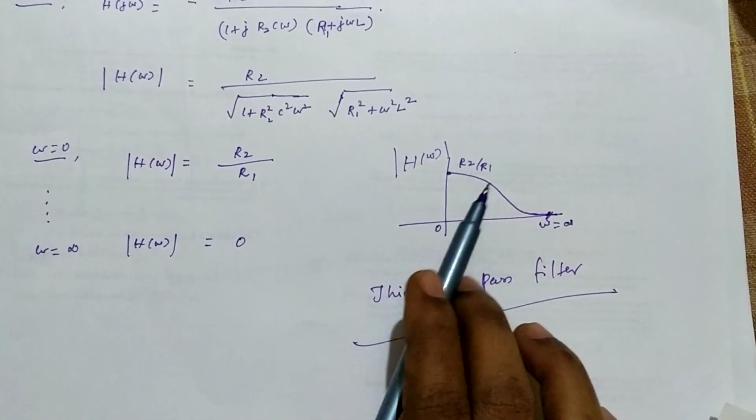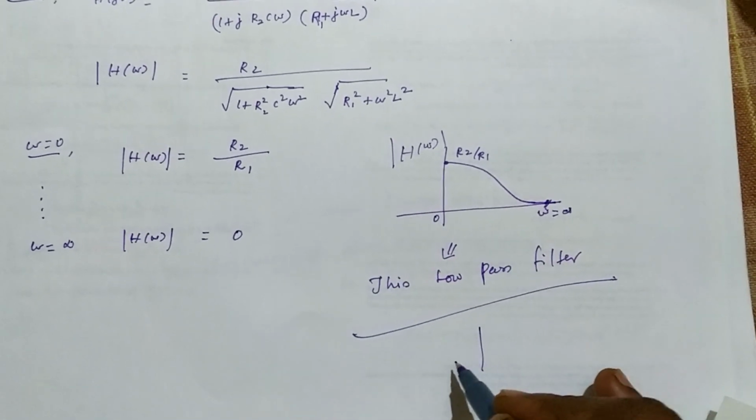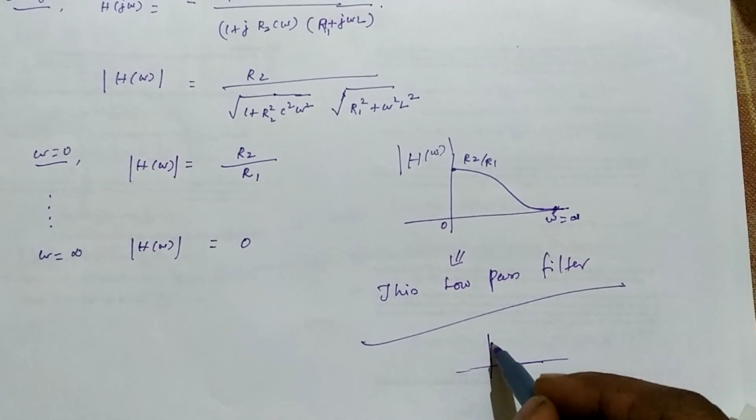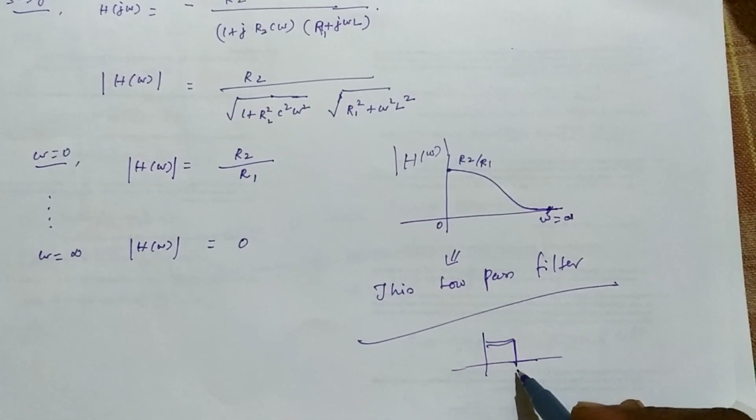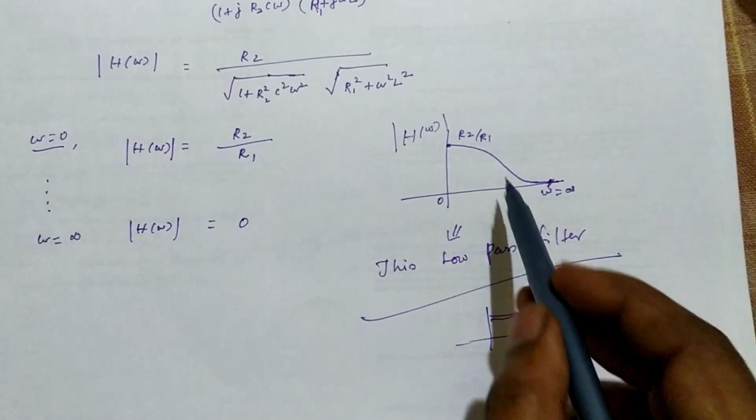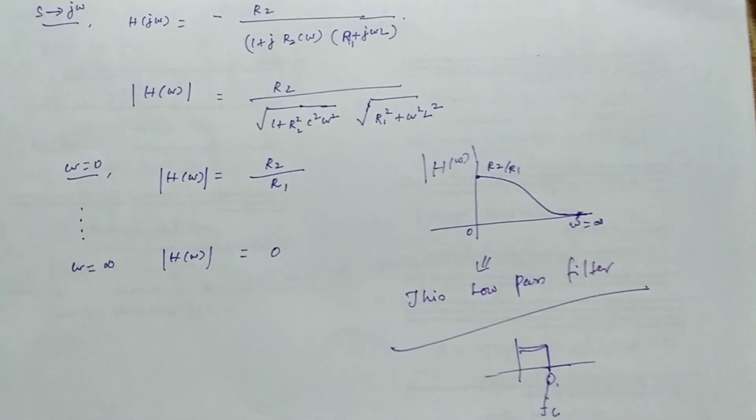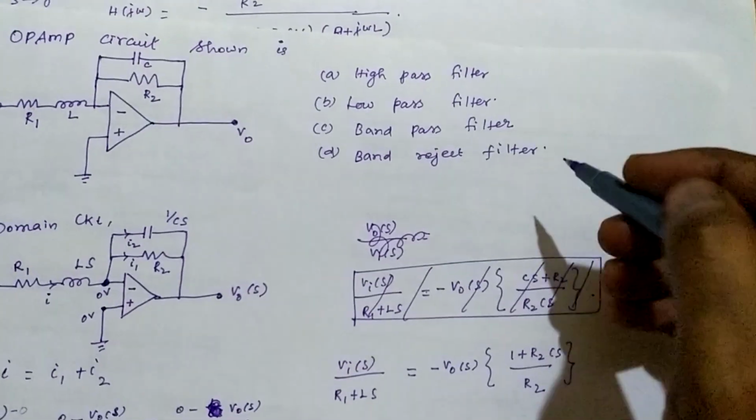So this characteristic resembles a low pass filter. A low pass filter has characteristics like this, and this is the cutoff frequency. This graph is looking like a low pass filter. So the answer for this problem is low pass filter.